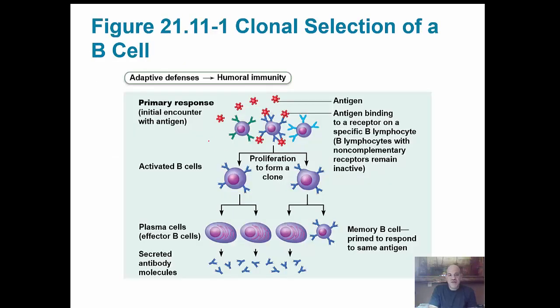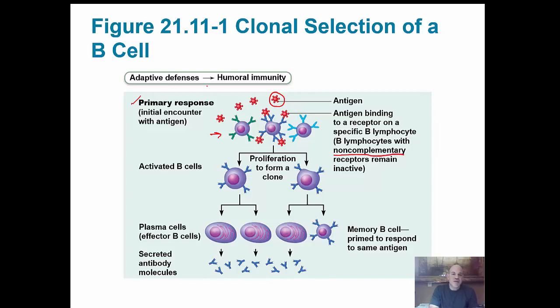So here we have a diagram showing clonal selection, and in this particular diagram we're looking at a primary response in which the body is exposed for the first time to these antigens. In this image we have 3 different B cells, and only one of the B cells has a specific receptor for this specific antigen. The other 2 B cells would not be affected by the presence of these antigens, so those would be considered to have non-complementary receptors.